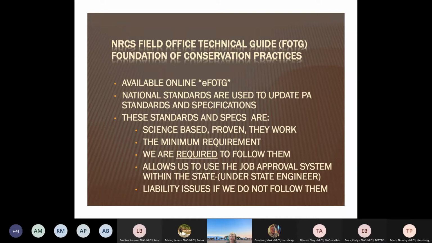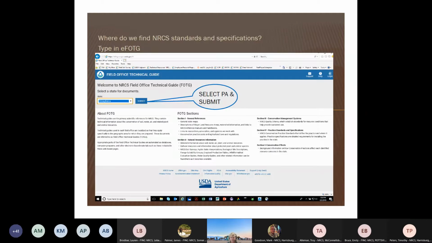These standards and specifications are science-based, and they're proven and they work. It's a minimum requirement, and we are required to follow them. The job approval system, where the state engineer is basically overseeing all of the engineering work, we have to make sure we follow our job approval and meet the standards and specifications, and work under Pete at this point. There's liability issues if we don't follow the standards and specifications.